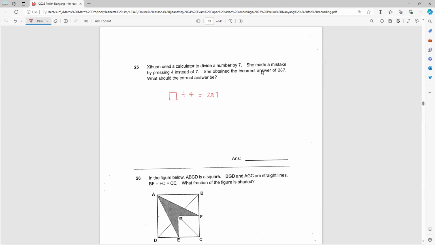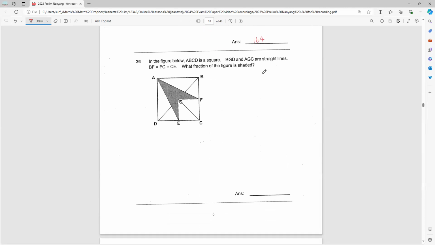So to find this original number first, okay, so original number, we take 287 times 4. Calculate it out, you should get 1148. Now this original number is supposed to divide by 7. So we are supposed to find the correct answer. So we take 1148, divide by 7. 164. So answer 164.